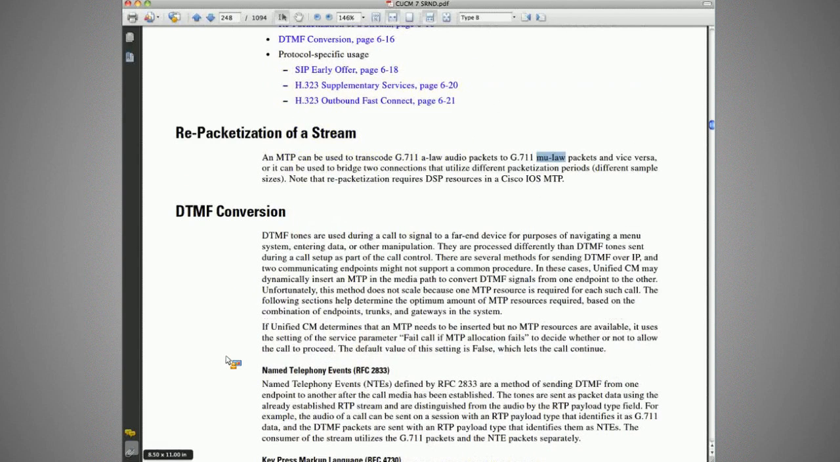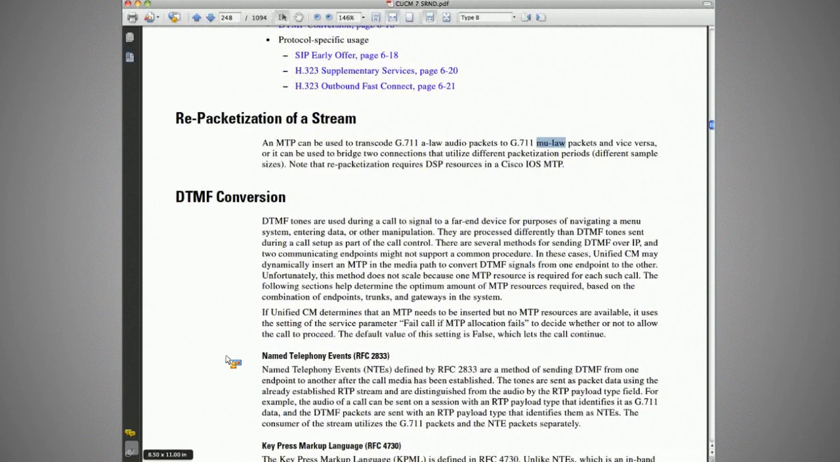DTMF conversion. This is something that a number of people forget about that needs an MTP to occur. If we've got two different types of DTMF, so let's say we've got a DTMF relay which is named telephony events, aka RFC 2833, sometimes that's how it's referred to, routers, or even in CUCM.